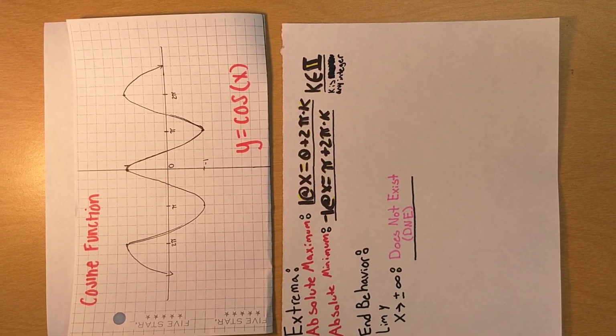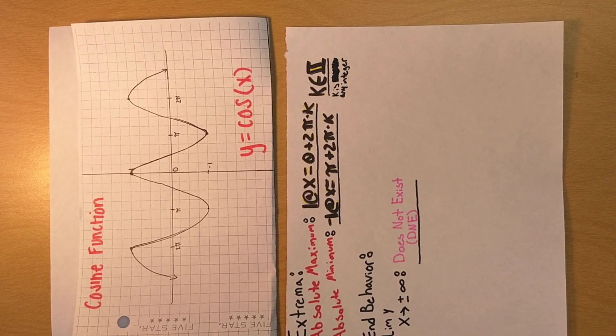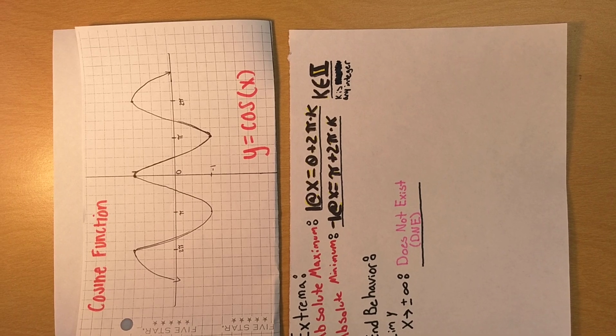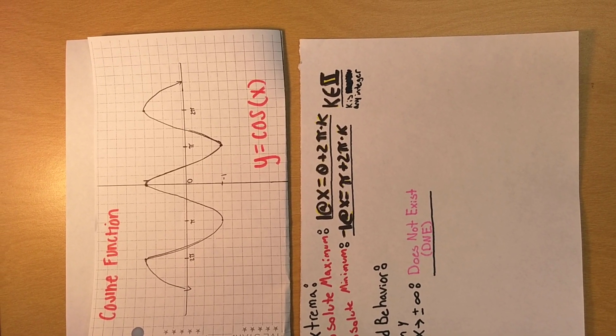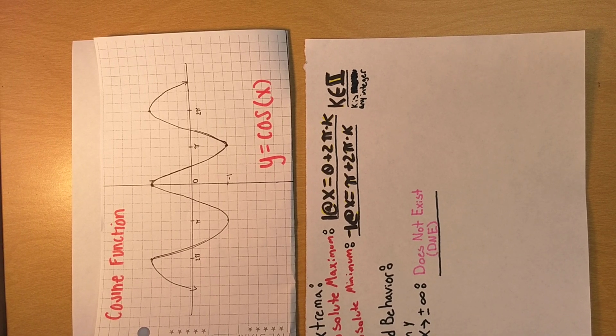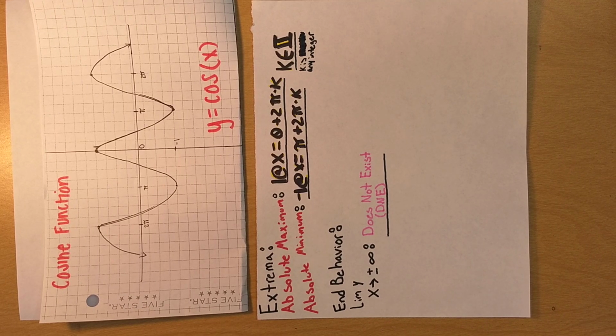The absolute maximum is at y equals 1 at x equals 0 plus 2 pi times k. The absolute minimum is at y equals negative 1 at x equals pi plus 2 pi times k. K can be any integer. The end behavior does not exist because this is an oscillating function that doesn't approach any endpoint.